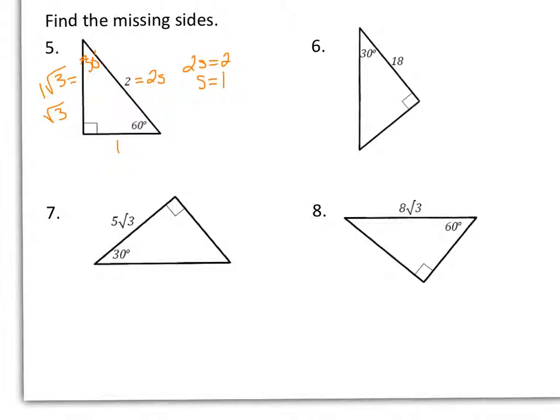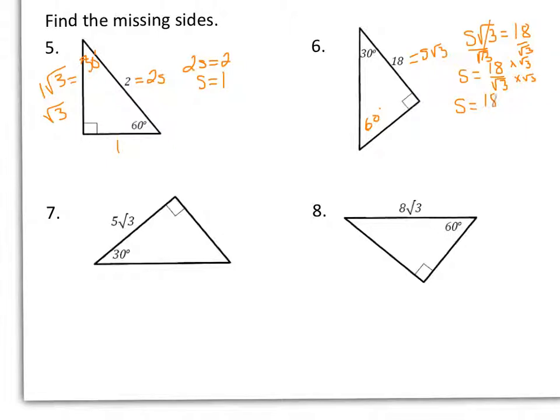In number 6, my longer side is 18. So to find my short side, this would be S times square root 3. I need to divide both sides by the square root of 3. So then S equals 18 divided by square root 3. But again, we cannot leave a square root in the denominator. So multiply top and bottom by square root 3.